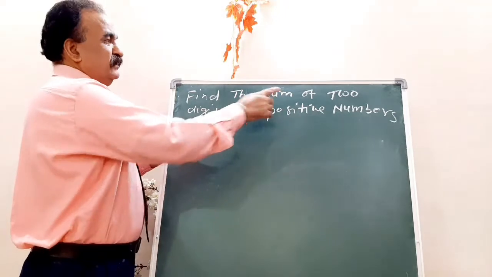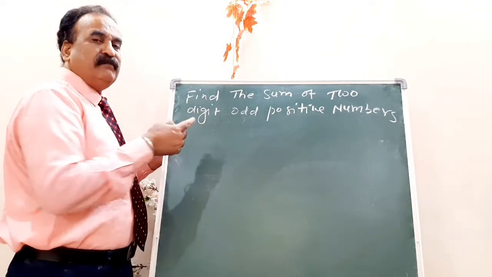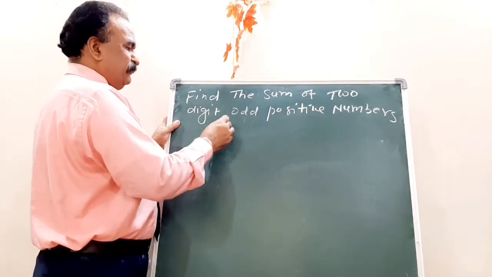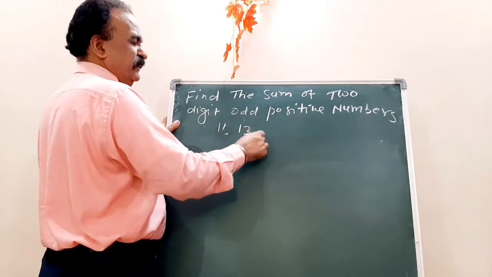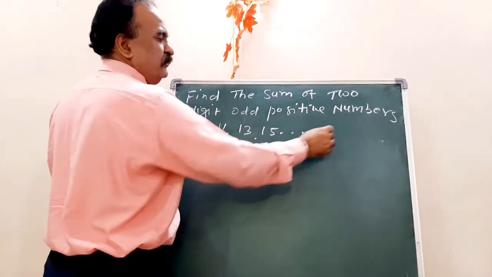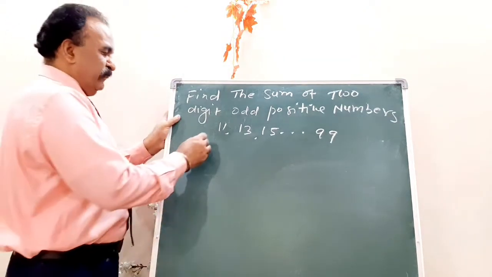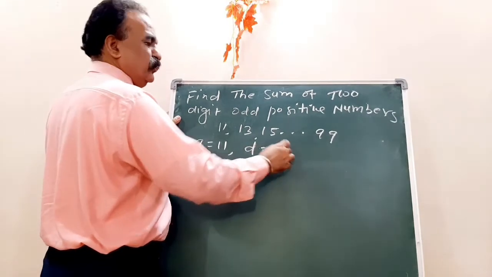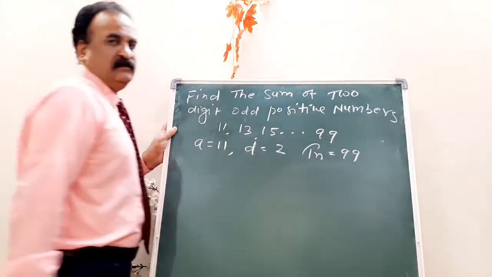But I want the smallest two-digit odd number. The smallest two-digit odd number means 11. So A, the first term of the AP, will be 11. Then odd means 13, then 15 and so on. The last number will be 99. So A is equal to 11, the common difference will be 2, and Tn will be the last term, which is 99.